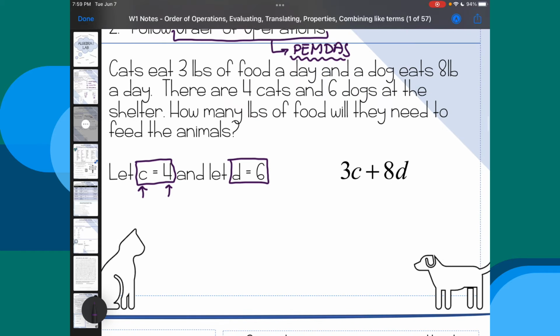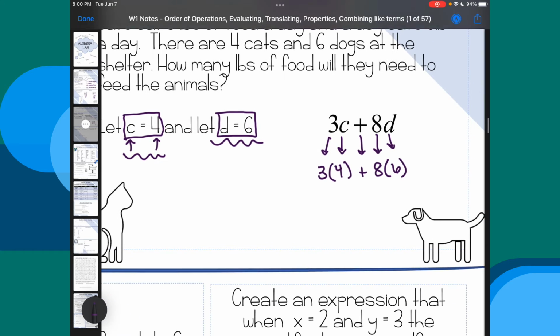So when we look at the expression they give us, we're going to leave the 3. Variable C, we put parentheses. Then we have the plus sign. We put the 8. And then we put parentheses for the D. Then I like to go back and fill in the numbers that they're equal to. So C is equal to 4. And D is equal to 6.